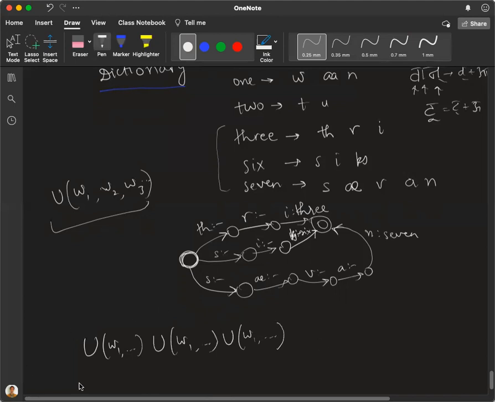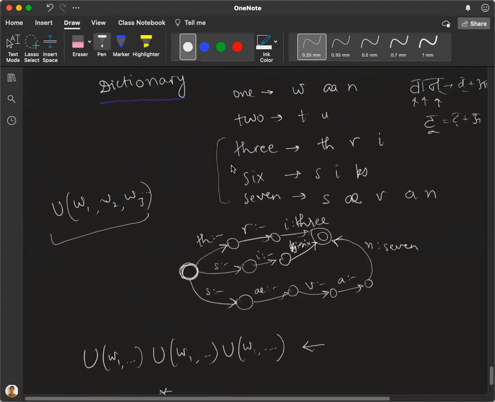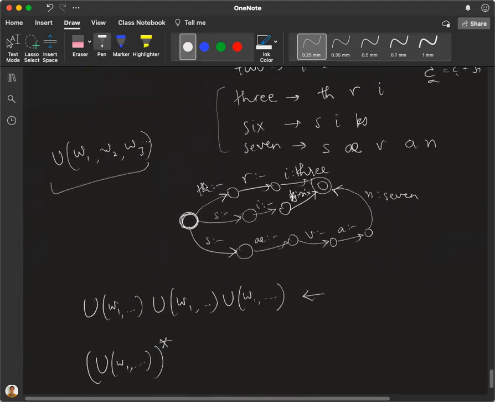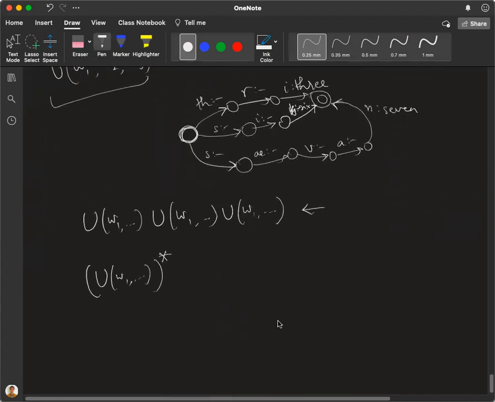So this is what you can use for your project. But in practical life, if you want to repeat them multiple times, then you can simply say union of W1 and so on, then a star. Any of these are possible, but for your project, I think you will be using this kind of finite state machine. So basically you construct word 1, word 2, word 3 in this way. I hope it is clear.